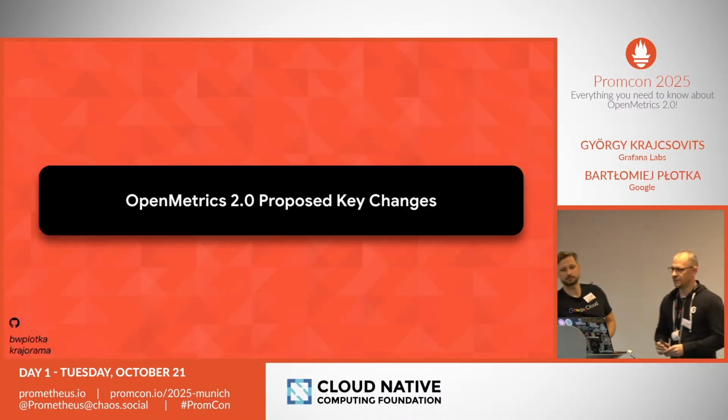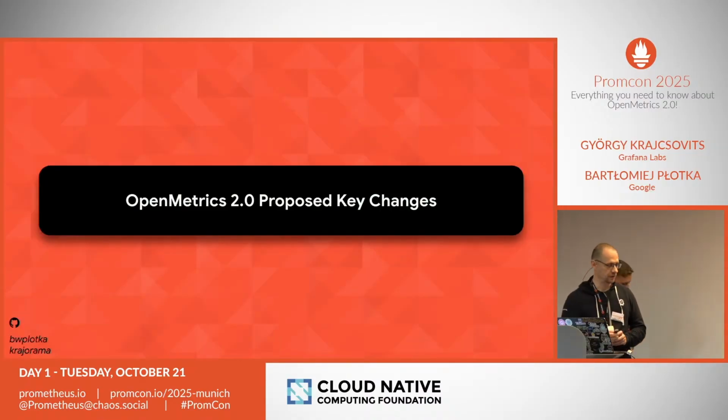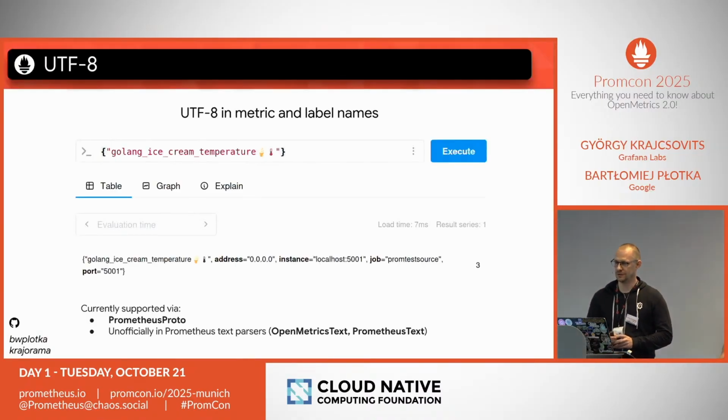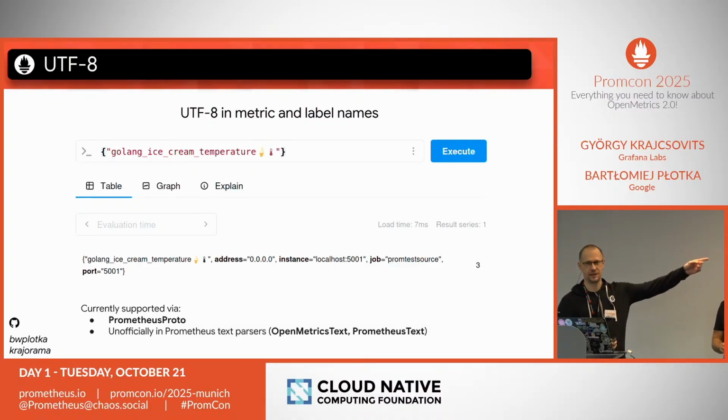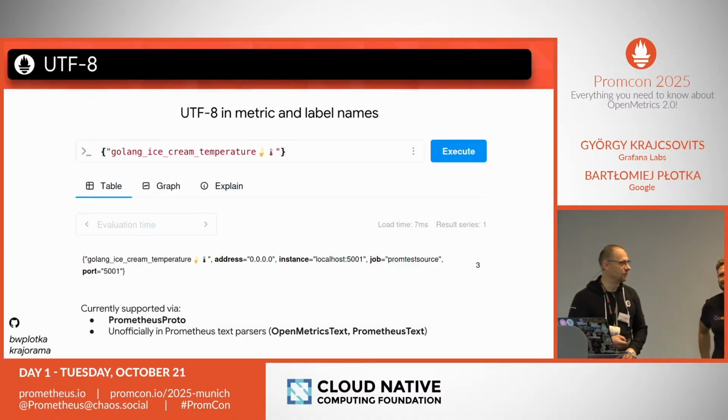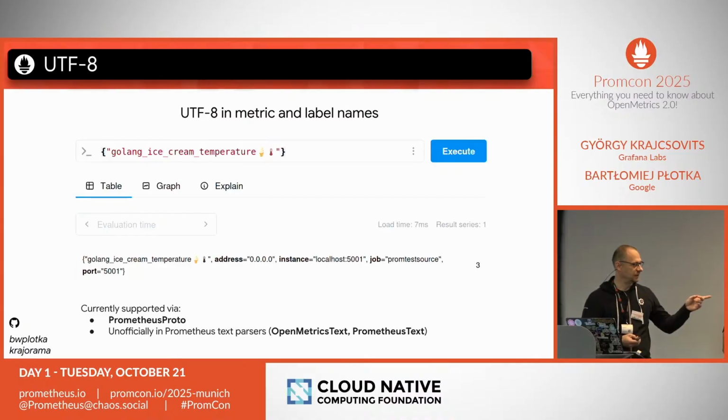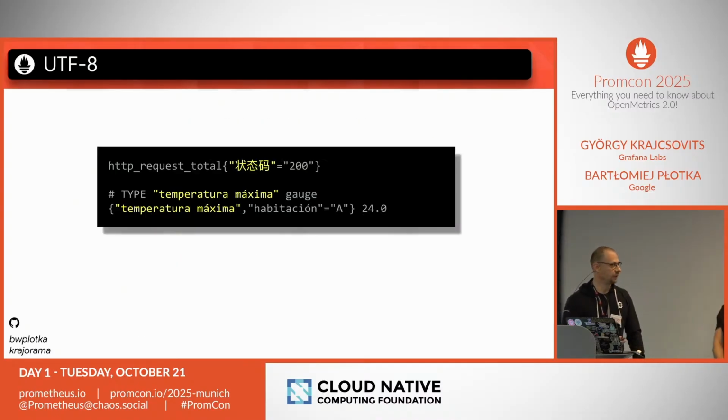Yes, thank you. So I'll jump right into this for the sake of time. The first thing I want to talk about is the UTF-8 feature, which Julius already mentioned, already works in Prometheus 3. Actually, as you can see, there's a metric there with emojis. What you need to do to get this to work is to use Prometheus protobuf, or actually unofficially you can already use OpenMetrics and Prometheus text, but these are breaking the standards. So our first proposal is to just bring UTF-8 into the OpenMetrics 2.0.